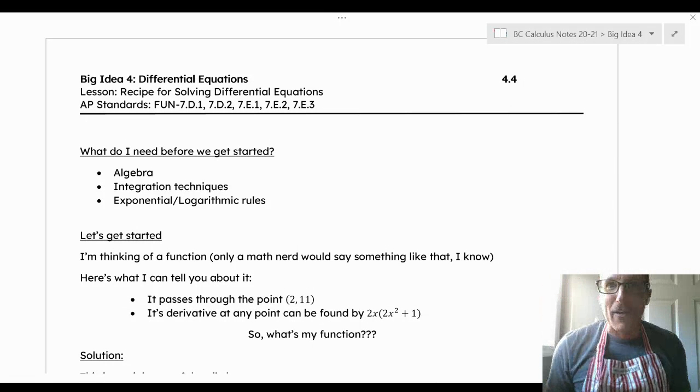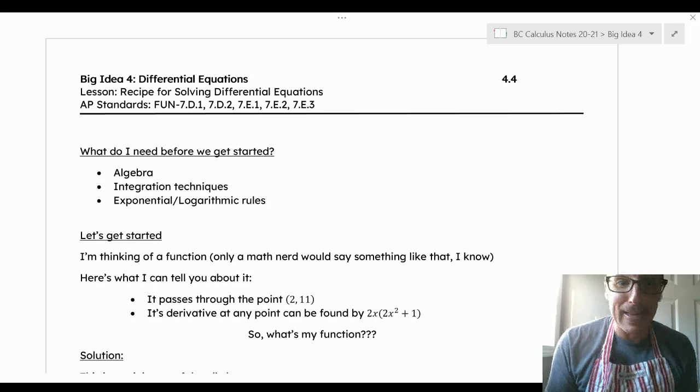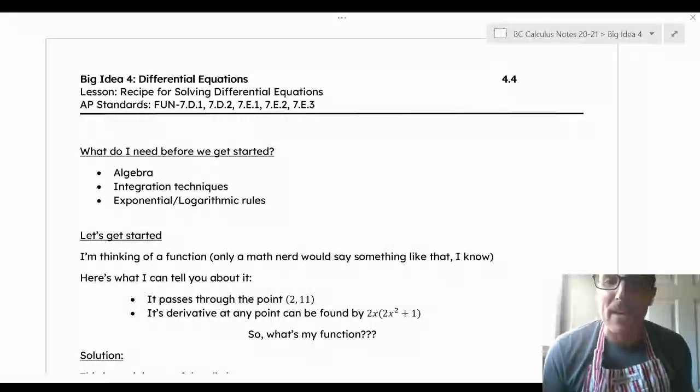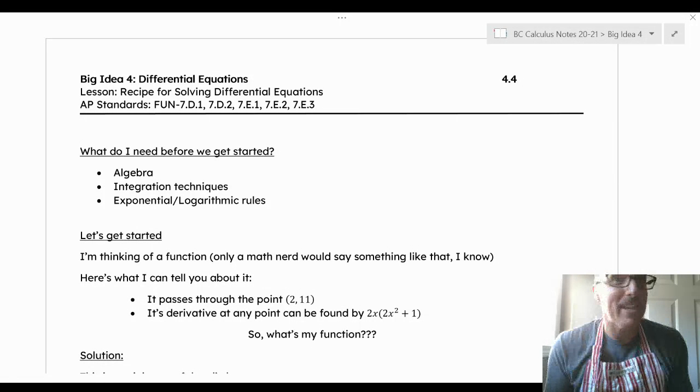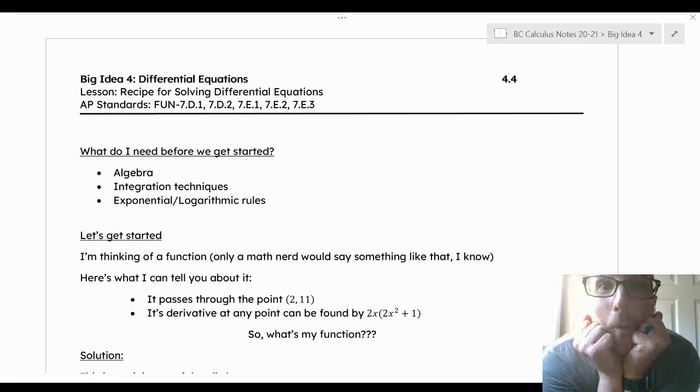All right, I'm thinking of a function. Okay, here's what I'll tell you. It passes through the point (2, 11), and its derivative at any point can be found by the equation 2x times the quantity 2x squared plus 1. What's the function?